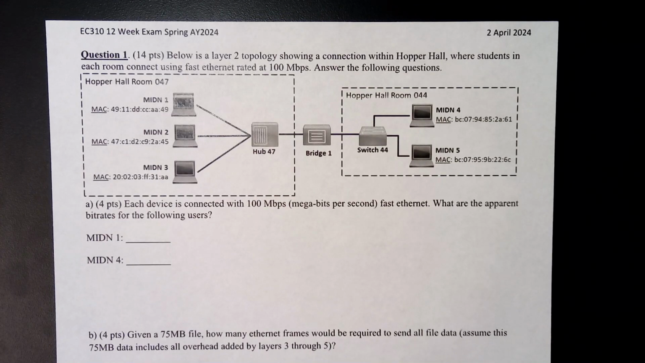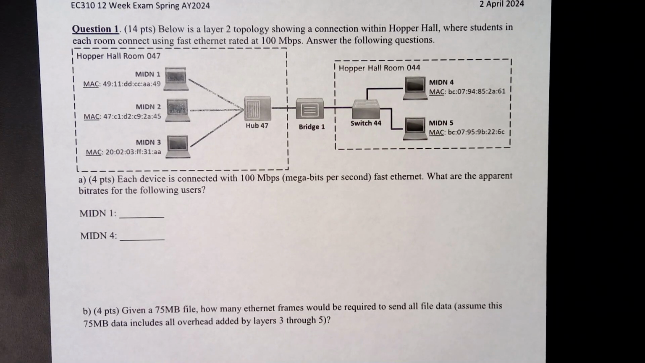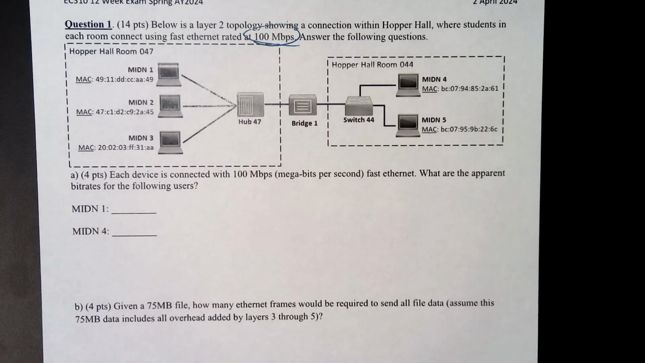This is a networking problem. We're looking at a layer 2 topology showing a connection with Hopper Hall. Students in each room connect to a fast Ethernet at 100 megabits per second, right? So we're going to need that number for the first question here. We've got each device connected with 100 megabits per second fast Ethernet. What are the apparent bit rates for the following users?